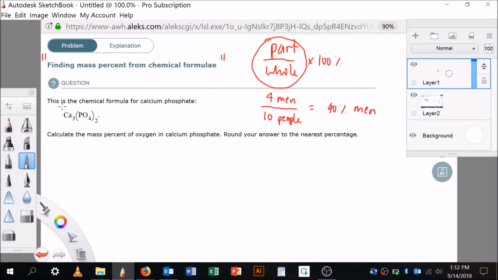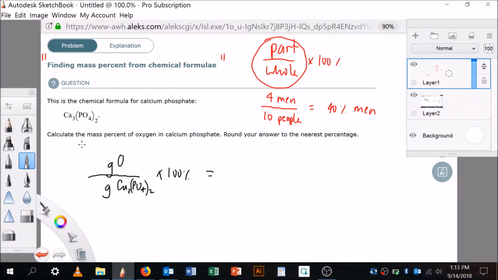So I get something like this: calculate the mass percent of oxygen in calcium phosphate. First I'm going to identify what I'm really looking for. What I'm looking for is grams of oxygen in grams of calcium phosphate, times 100%. That's all I've done now, just define the mass percent.